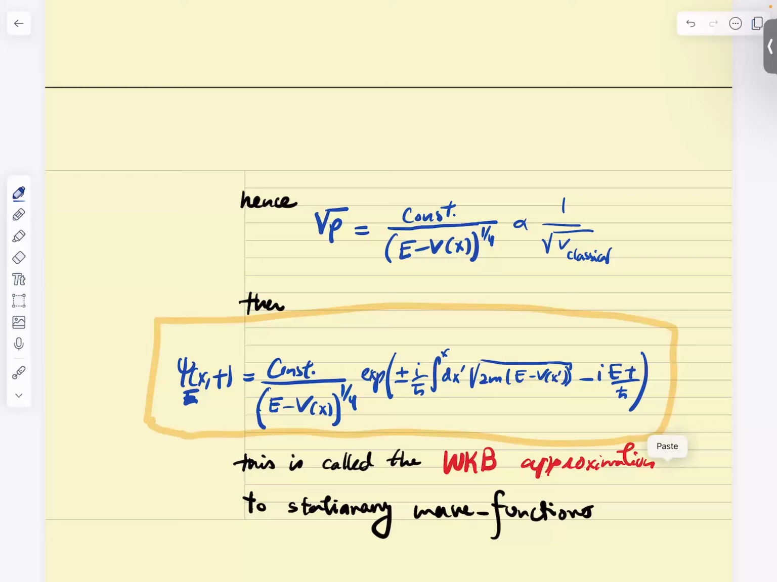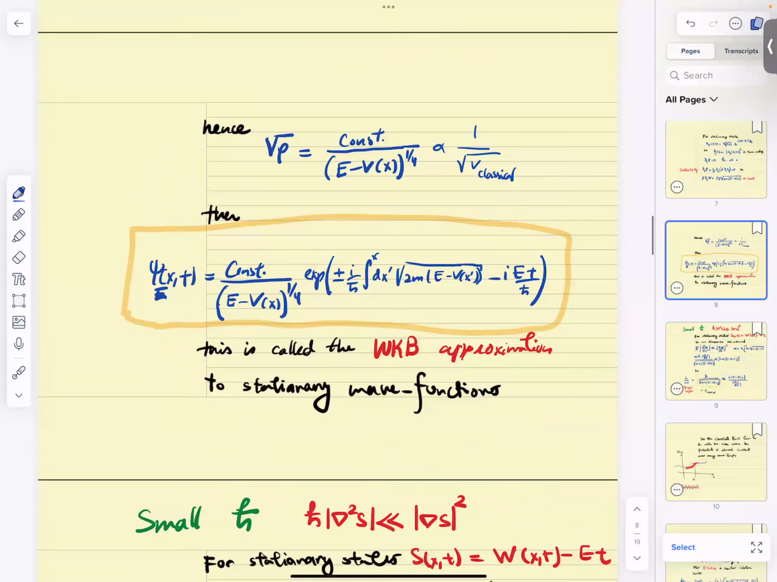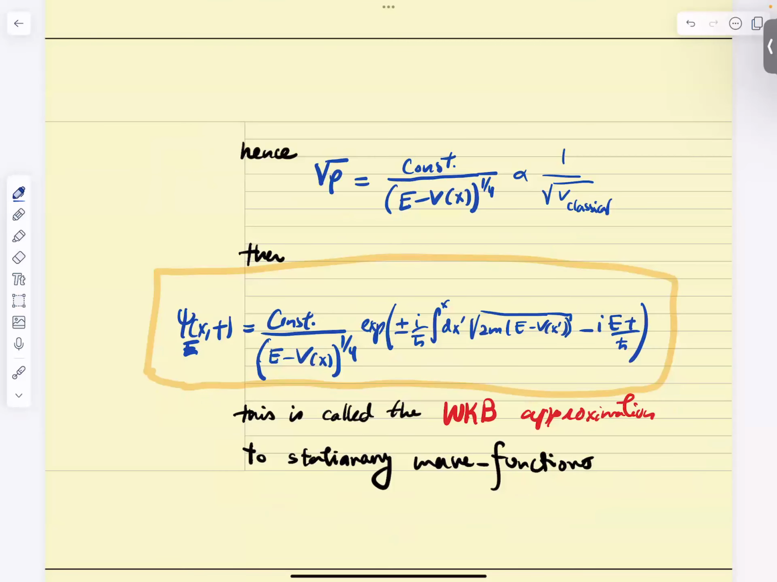All right, are we good? Let me see, how am I doing on time? I'm doing pretty well, actually. All right. Everybody's with me? So in summary, this is a guess motivated by some classical heuristics that we're going to plug in to solve and find energy eigenkets. We're going to try to plug this into a Schrodinger equation for time-independent Hamiltonians.